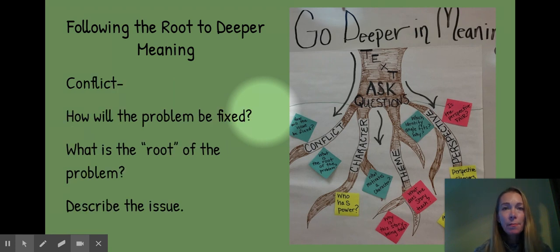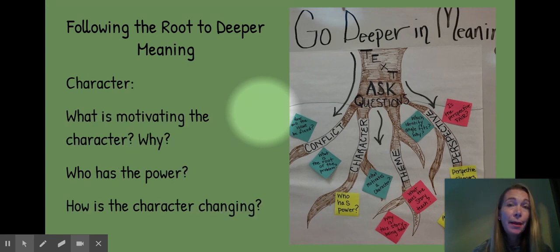So when we think about conflict, we want to think about the problem. How is it going to be resolved? What is the root of the problem? What's causing the problem? And really be able to describe the issue. And again, you can write about this in your notebook, and it might give you a new way of thinking about your initial statement.